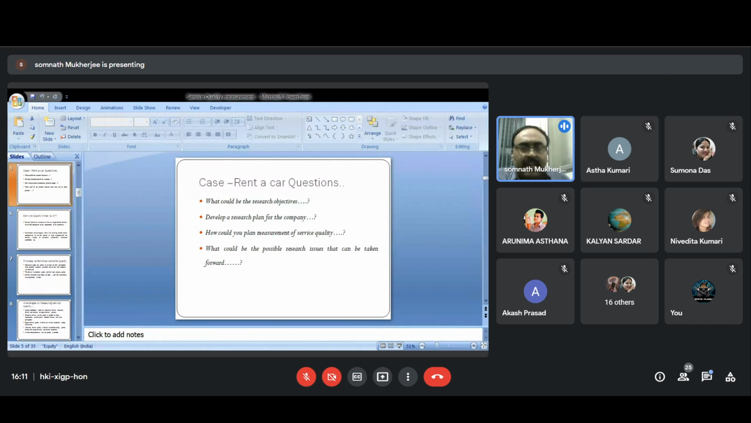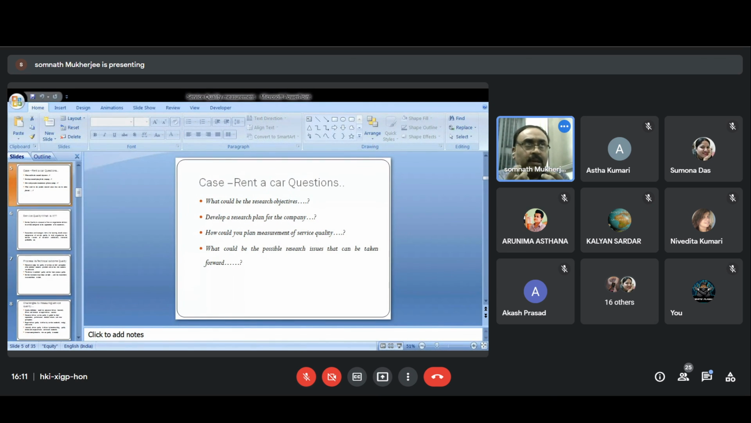There are immense areas where there is scope. I just got 2 inputs, or rather 3 inputs. Regarding Sumona's study, I just tried to say something. Regarding Astha, possibly somebody doing research in mathematics. Once we get into the details, but in this 1.5 hours, we really cannot get into everything.